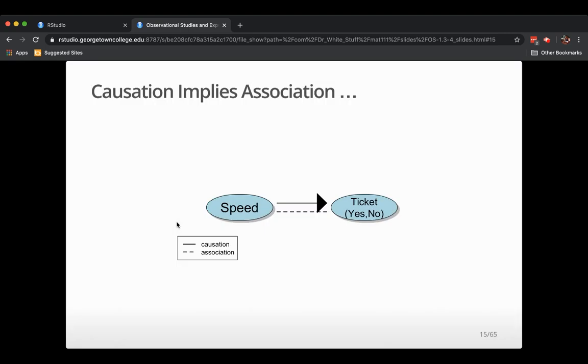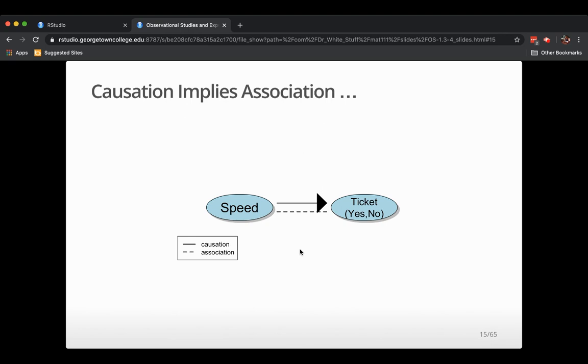Now, I want to make an important distinction that we've alluded to earlier in the course: there's a difference between association, relationship, or dependence between two variables, which we've looked at a little bit before, and causation.